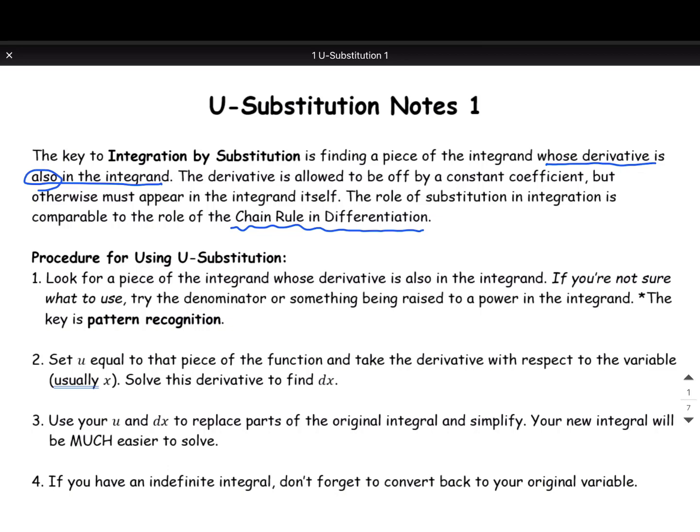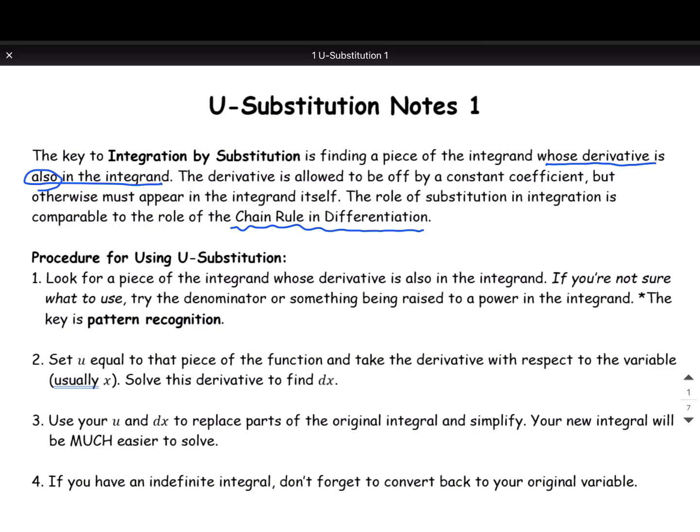Now I'm going to give you the steps for u substitution so that you have them all typed out here to begin with. But then we're going to go through slowly and see how we use that, okay? So the procedure for u substitution, like I said before, is to look for a piece of the integrand whose derivative is also in the integrand.